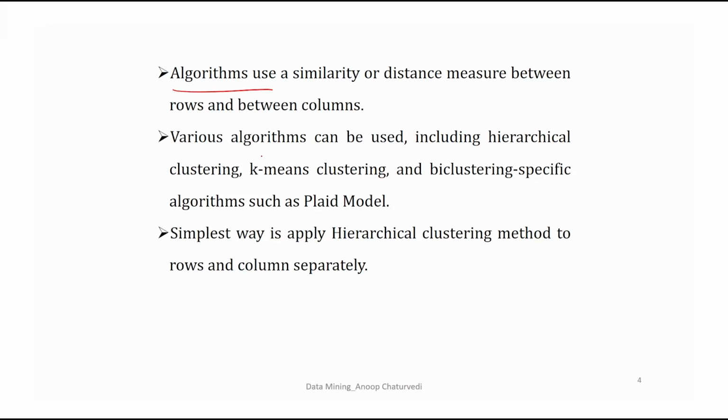Now, one can use various algorithms, including hierarchical clustering or K-means clustering, and biclustering specific algorithms such as plaid models. We will discuss different plaid models in the next lecture. Then the simplest way is to apply the hierarchical clustering method to rows and columns separately. You have a data matrix, then you can apply hierarchical clustering to different rows, and you can also apply hierarchical clustering to different columns. So, it is actually two-way hierarchical clustering, and ultimately it will lead to block clustering.